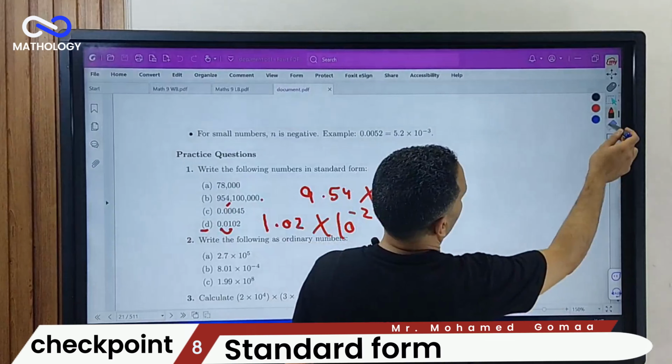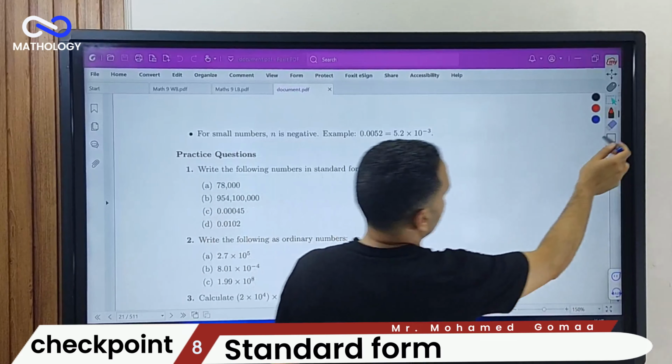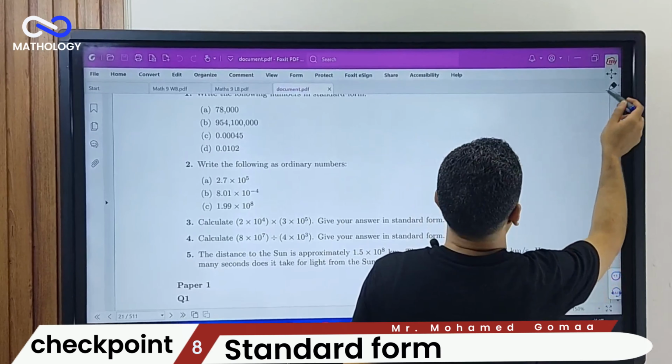Here, the inverse operation: given a number in standard form, you want to get the ordinary number.